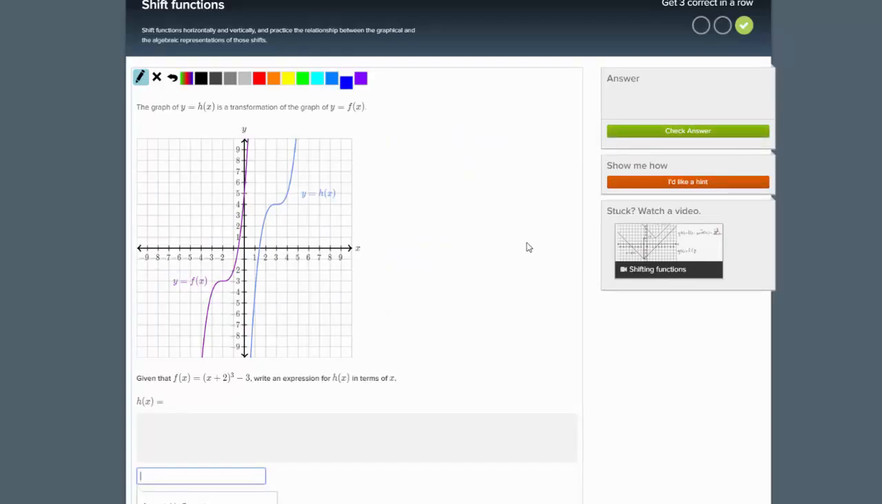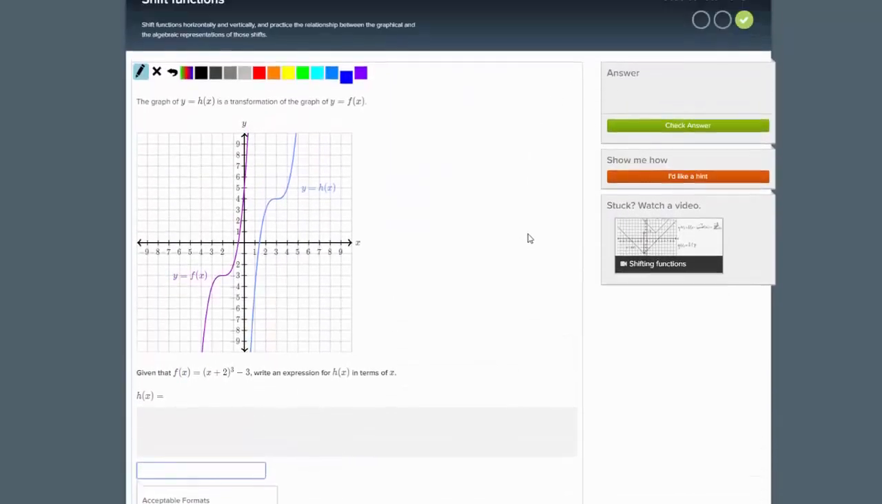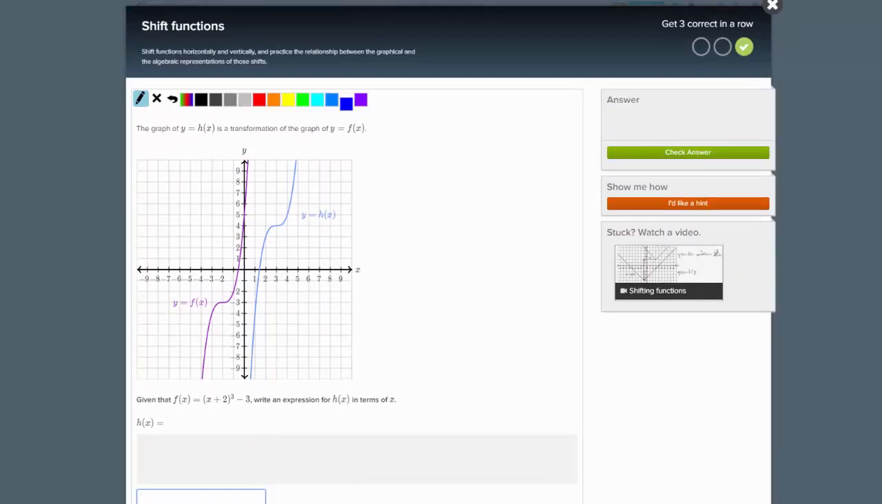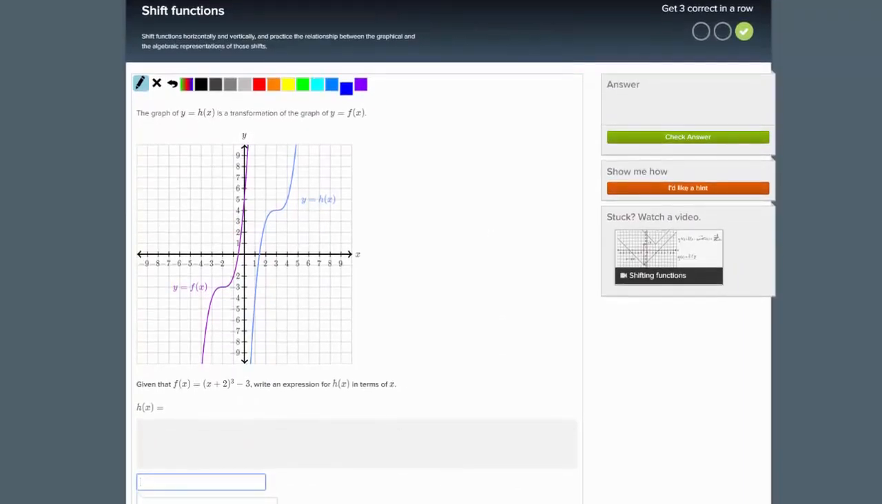Okay. On this one, write an expression for h of x in terms of x. So when it says in terms of x, that means, well, let's back up. This is a cubic function, right? It says that f, the purple line, is x plus 2 cubed minus 3. This point right here, this point of inflection where it changes from concave down to concave up, that's my major landmark that I'm looking for.